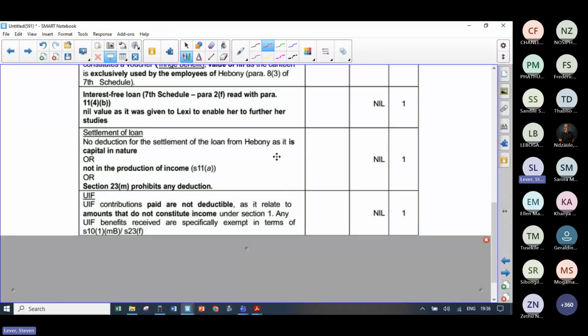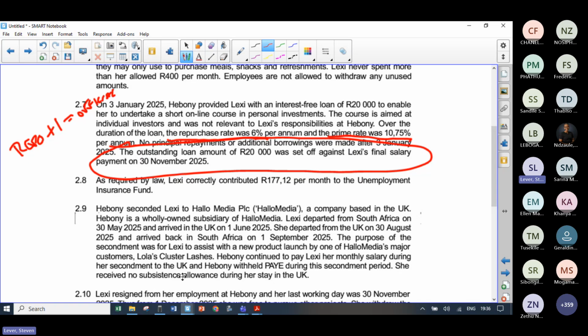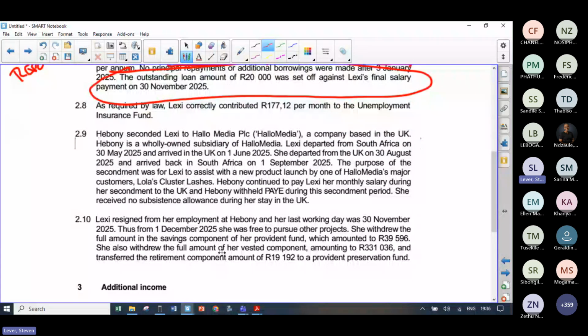Now, most people in an exam will not write the settlement of the loan in the solution. They'll not write the UIF because they know that it's not part of your tax calc. You get a mark for telling the examiner it's not part of your tax calc. So if they tell you about it, you write something about it while you actually are doing a question. Okay, that is a mistake that so many people make. If it's in the question, do something in your solution.